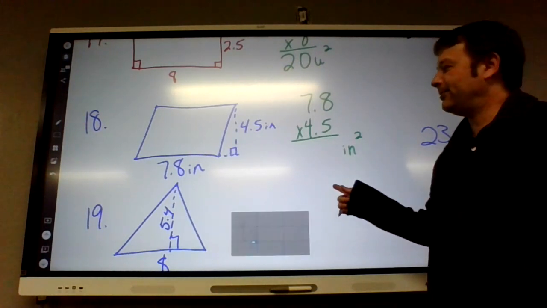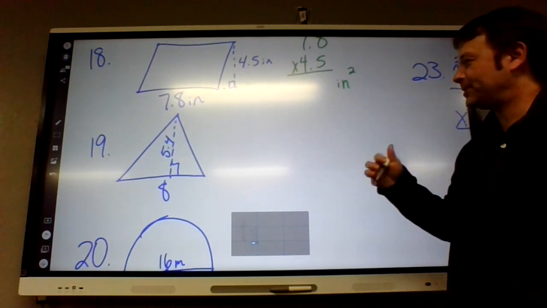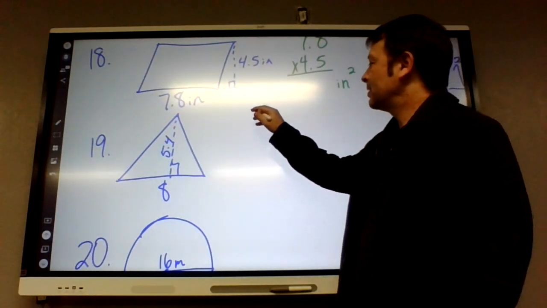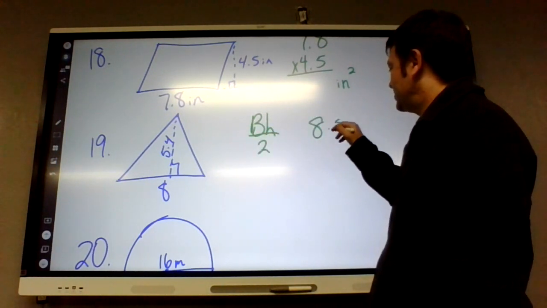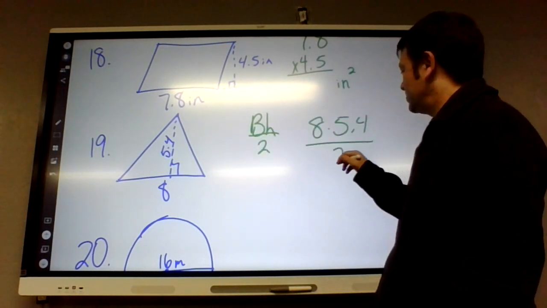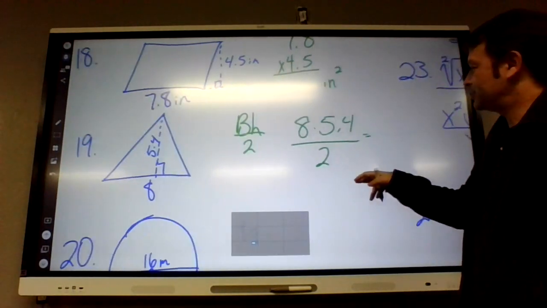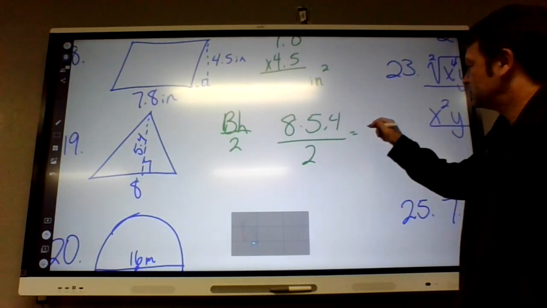Okay. On 19, what do we do different on triangles? Base times height divided by 2. So 8 times 5.4 divided by 2.